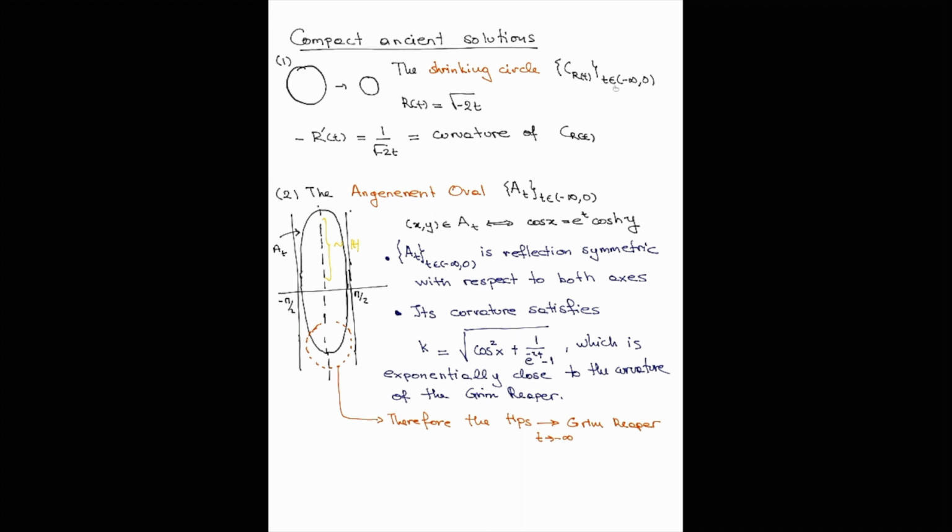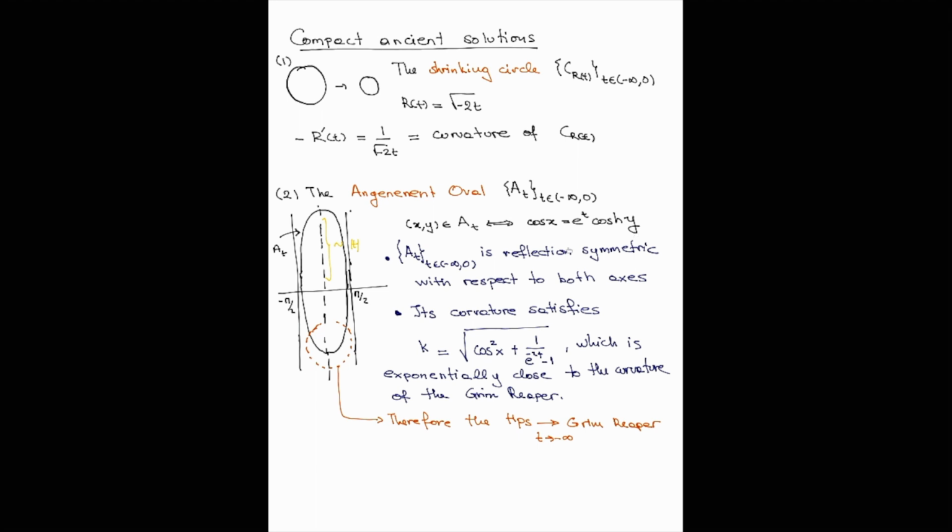Now, we said there's one more example. This is the angenent oval. It looks like this. I'm going to show you a video in a second. The angenent oval looks like two grim reapers joined together. It has an equation. A_t, the t-slice of the angenent oval, satisfies this: cosine x equals e to the t hyperbolic cosine y.